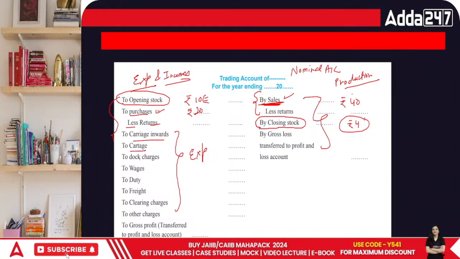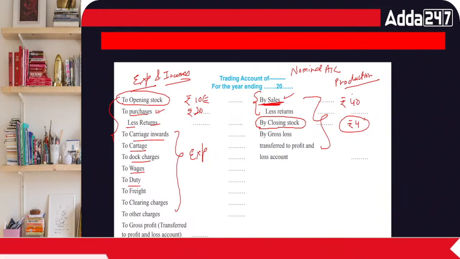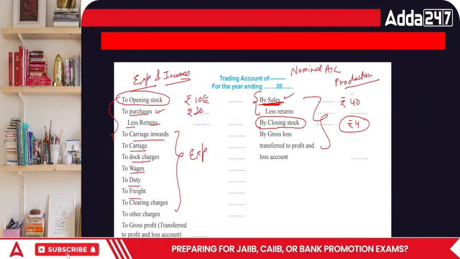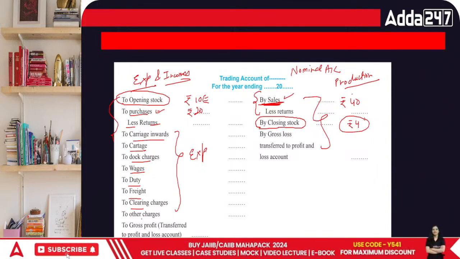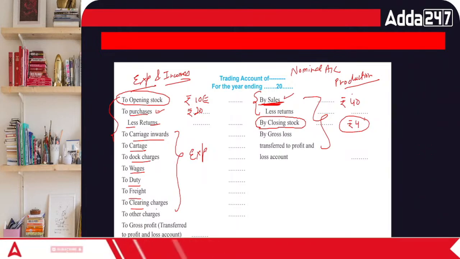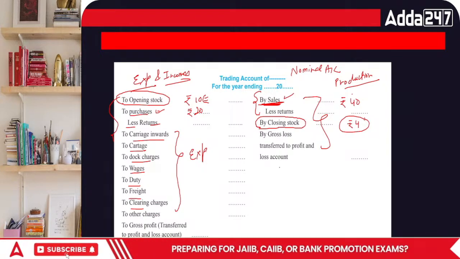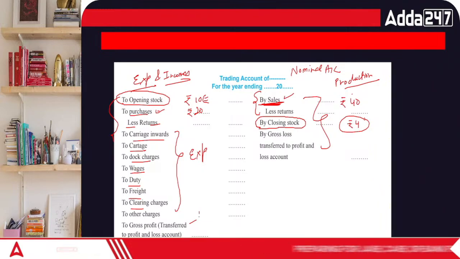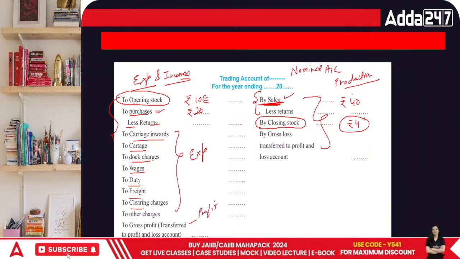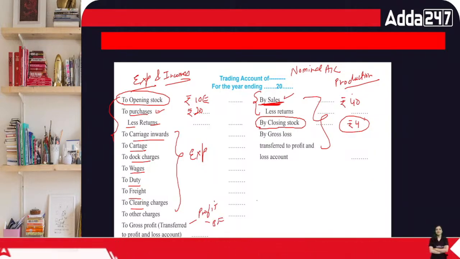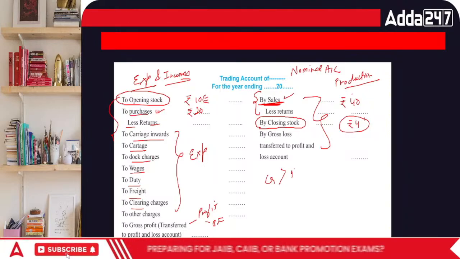Done, everyone? Carriage, cartage, dock charges, wages, duty, freight, all these things are included in this area. Clearing charges, when you are getting the goods into the line of production, are all included in this area. And the balancing figure is, if you have more income, then obviously you have profit on the debit side. That's the balancing figure, where your credit side is more than the debit side.